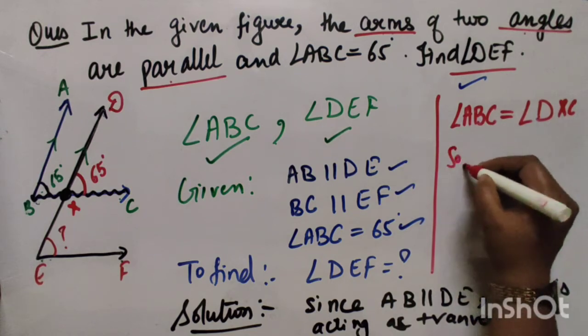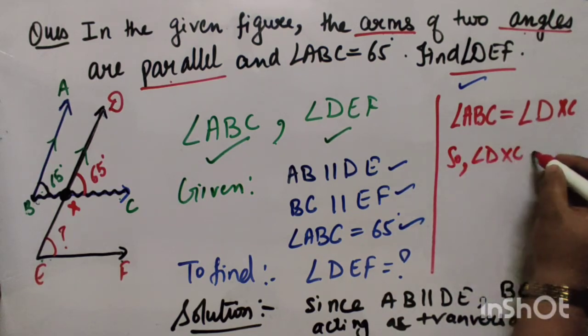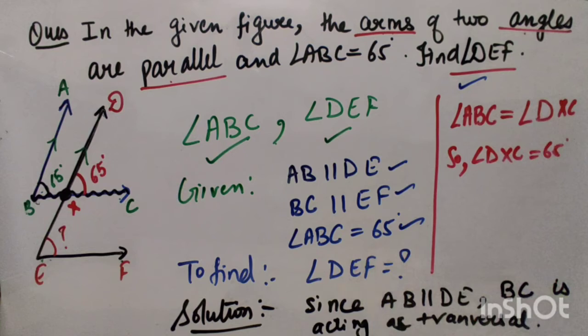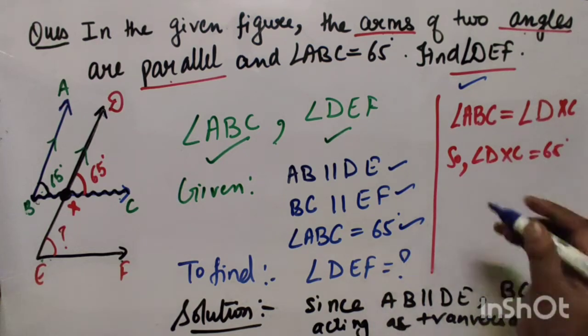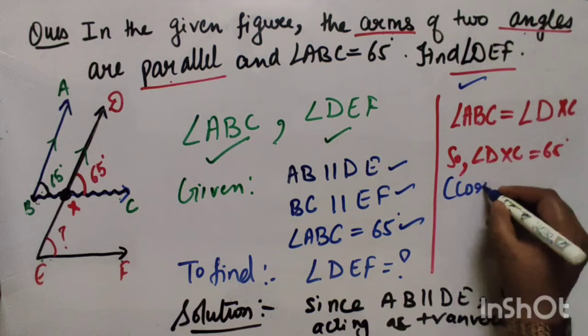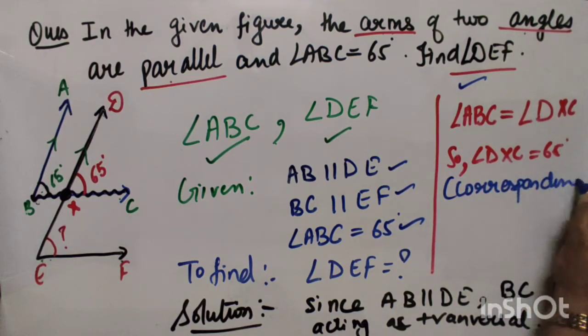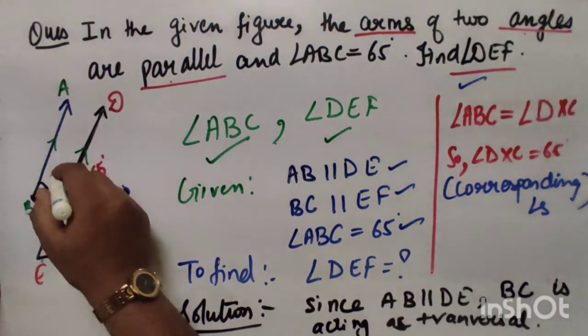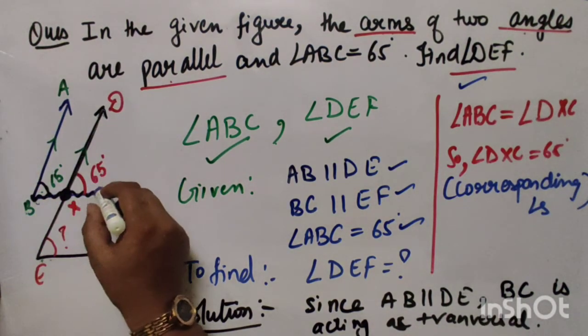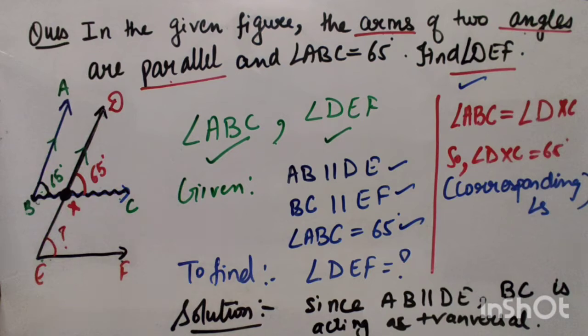So DXC will be equal to 65 degrees. And by what reason? Without a reason we cannot give our answer. The reason we have used here is corresponding angles. Why? As we can see, this is in and this is out at the same side of the transversal. So we are done with this part.